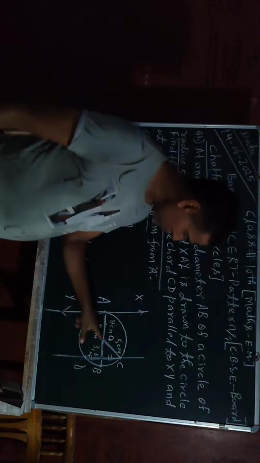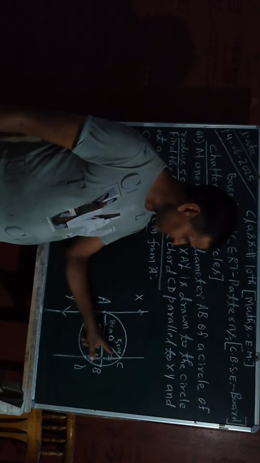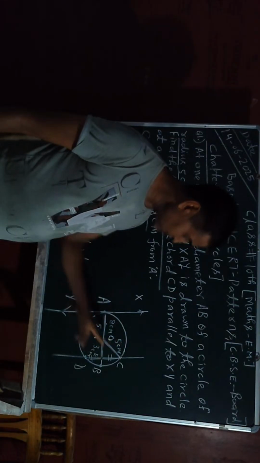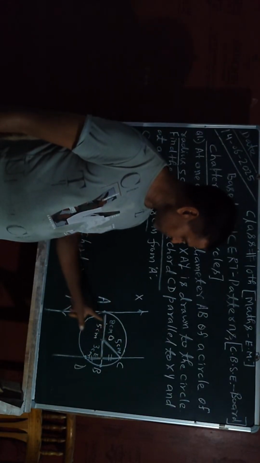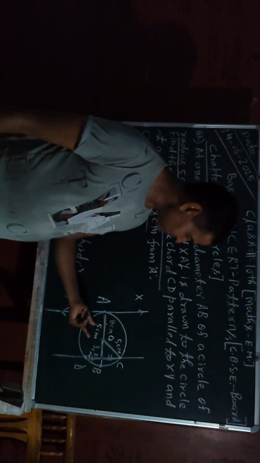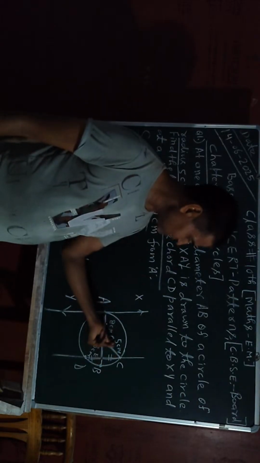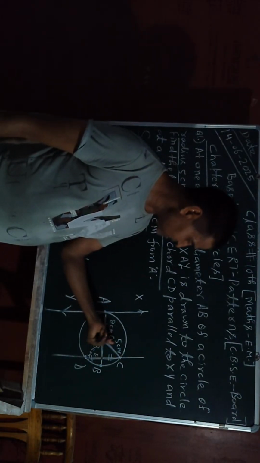So from the point O to C, I will join, so I will get this length, and this length is also the radius of the circle, because from this point to this point is given 5 cm, and this 5 cm is the radius of the circle. So from O to C, I will say that will be 5 cm, and that is also the radius of the circle.